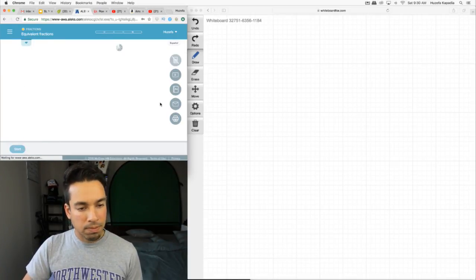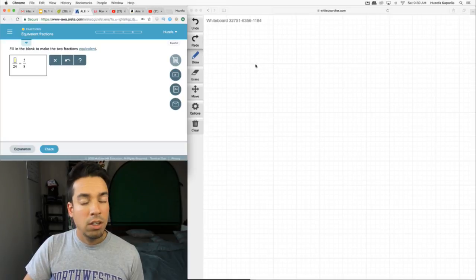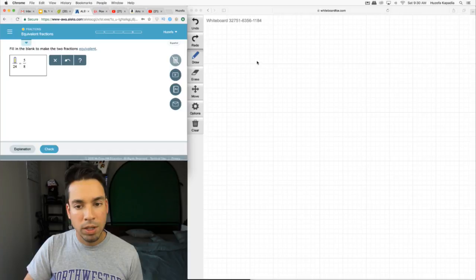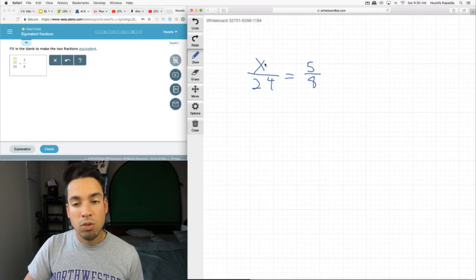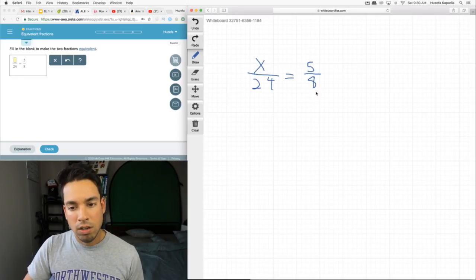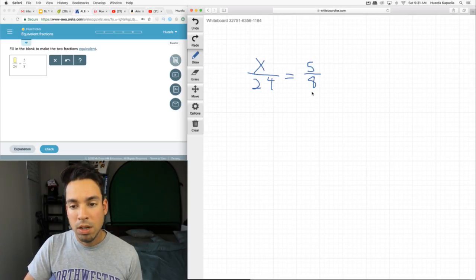Equivalent fractions. Here's how you solve something like this, right? We've got a blank spot up here. Now really we can call that x, okay? And we've got x over 24 equals 5 over 8. Now one nice thing here, if we need to, we could always cross multiply and solve, but they're giving us nice fractions here, where these numbers are always going to be multiples of these numbers. That's how they're doing it. If that doesn't work, you can cross multiply, but check it out.